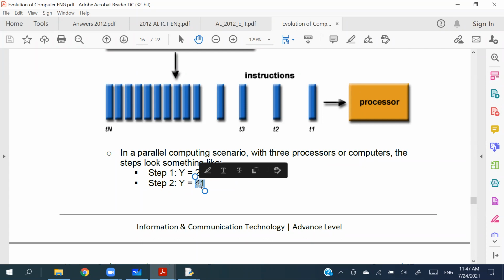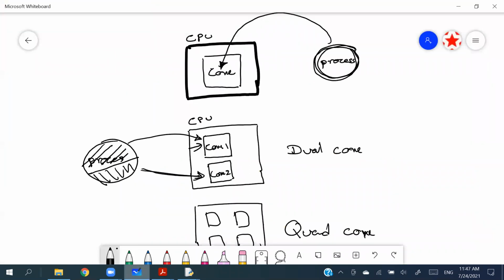Now, don't misunderstand that 3 processes means 3 physical processors. As I introduced, it is one physical component having 3 cores according to our example. It's 3 cores.